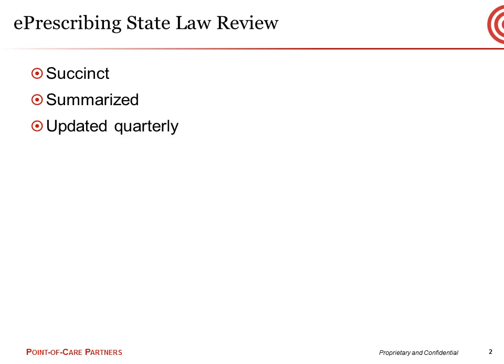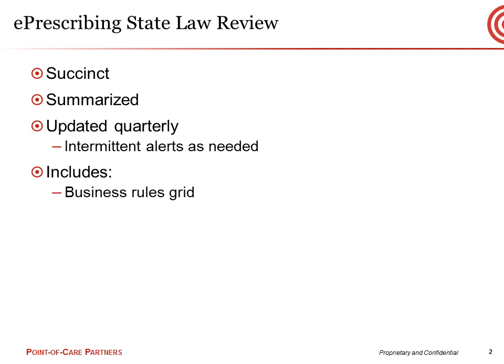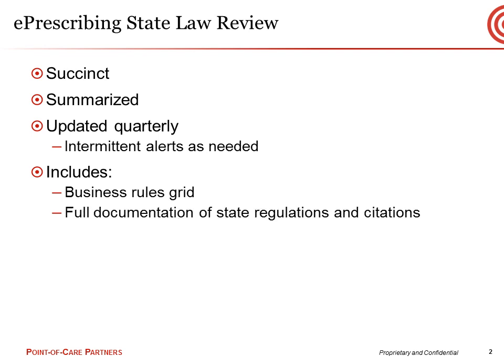Updated quarterly with intermittent alerts for urgent changes, it includes a grid with business rules for 50 states, D.C. and Puerto Rico, a document containing full citations and text of relevant state regulations, and each quarter a summary of important changes is provided.